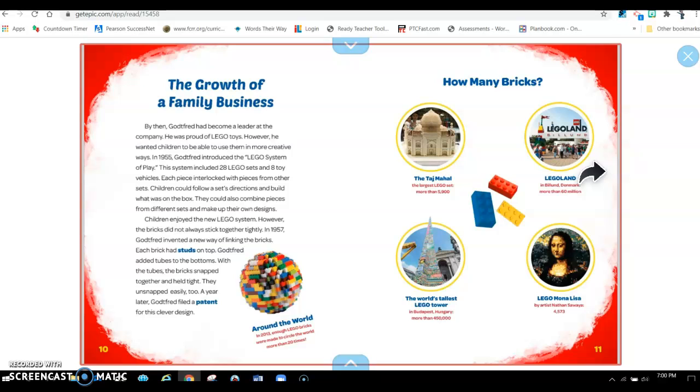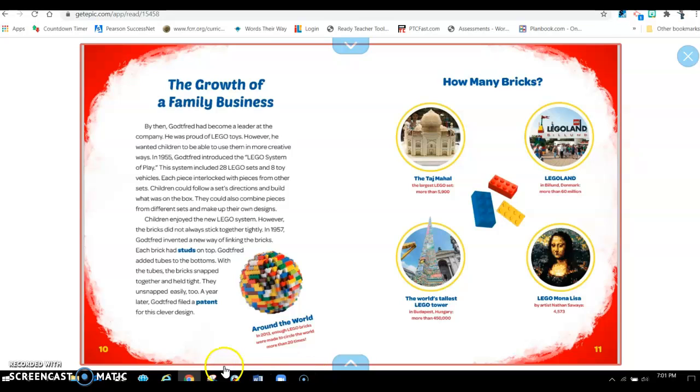With the tubes, the bricks snapped together and held tight. They also unsnapped easily too. A year later, Godfrey filed a patent for this clever design.